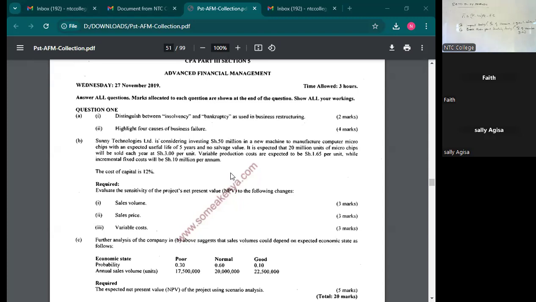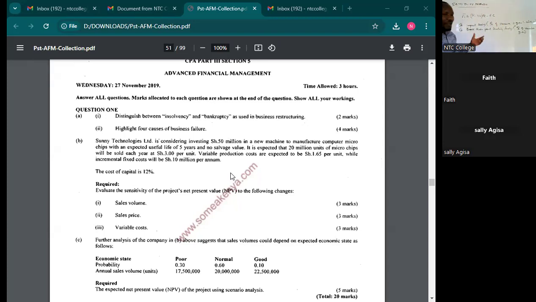So you are saying it is which one? I said it was impact because we are given the variable production cost, and it has to be in percentage, the variance. Yes, it has to be percentage.